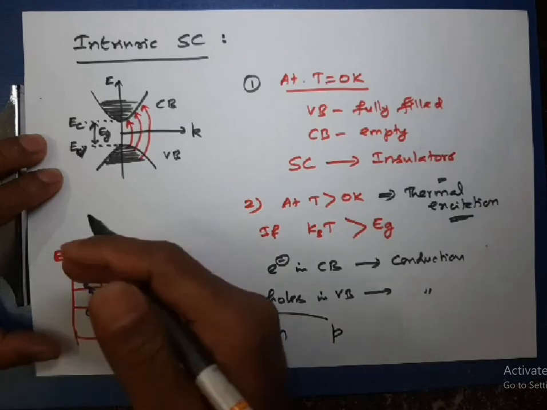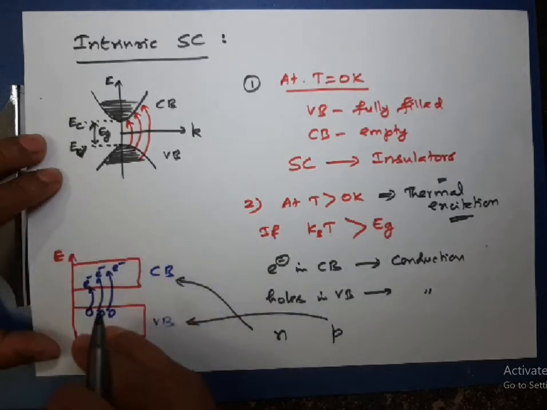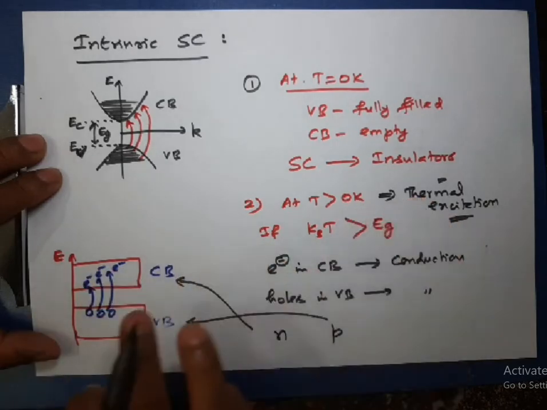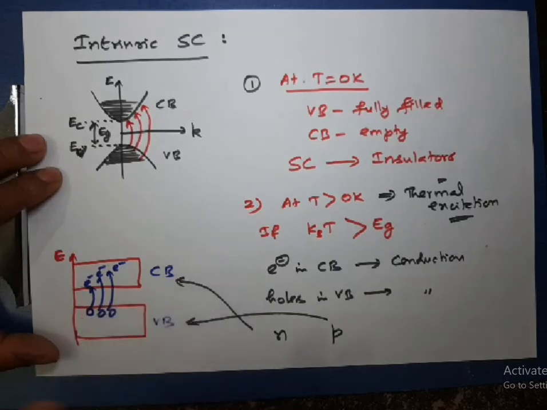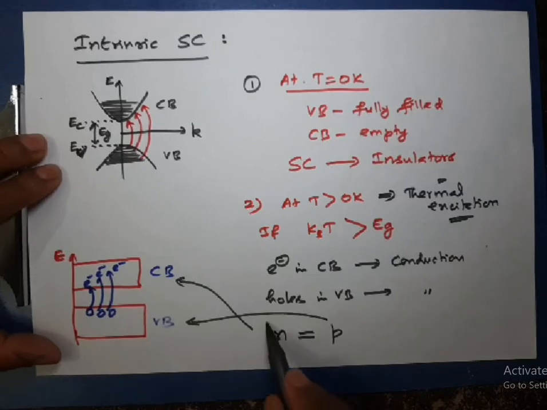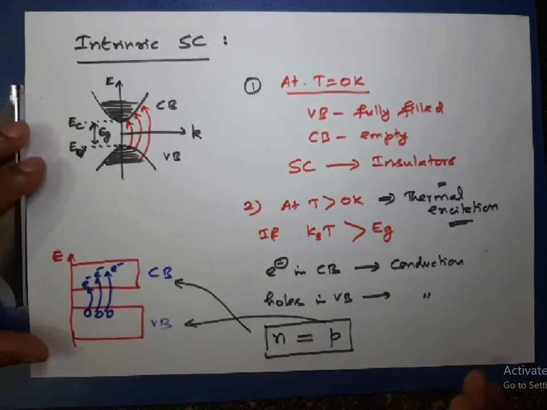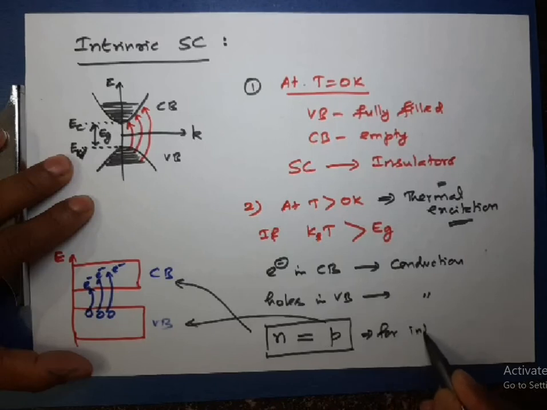Since these electrons in conduction band and holes in valence band are created only due to thermal excitation, the number of electrons in the conduction band and the number of holes in the valence band are equal in the case of intrinsic semiconductor. So in the case of intrinsic semiconductor, N is equal to P. Keep this in mind. This is very, very important. This is for intrinsic semiconductor.